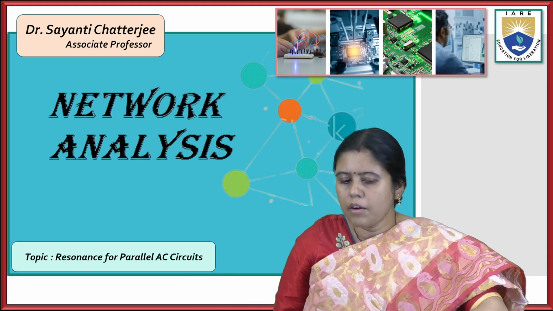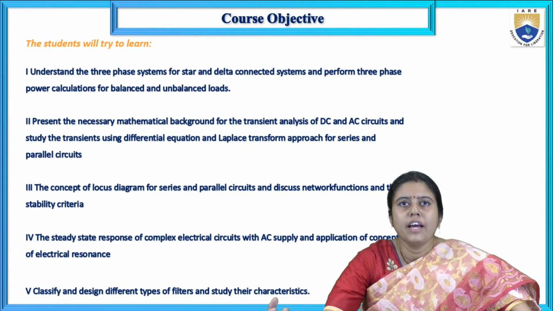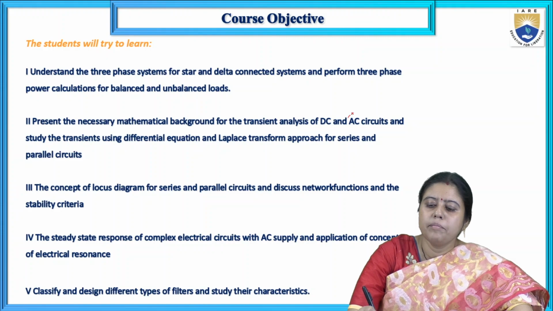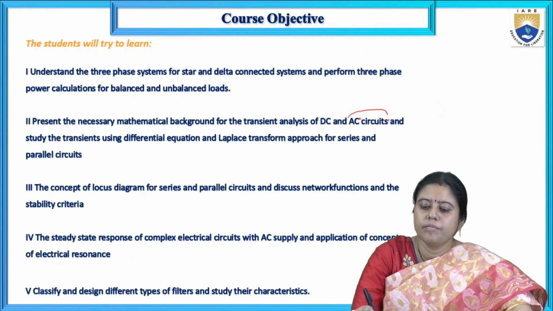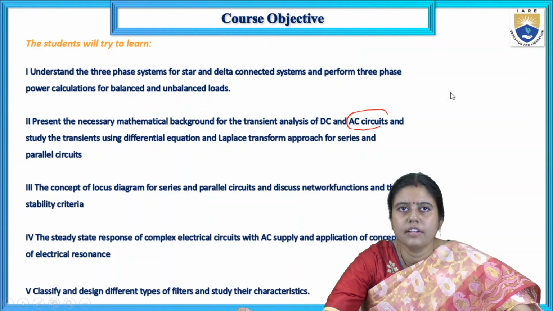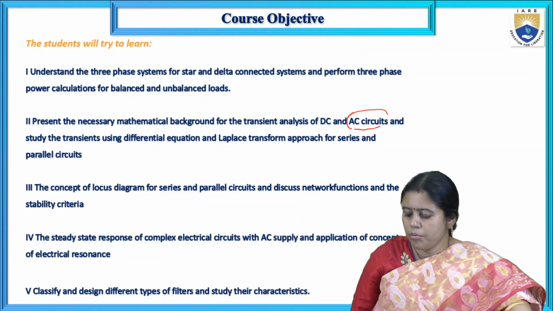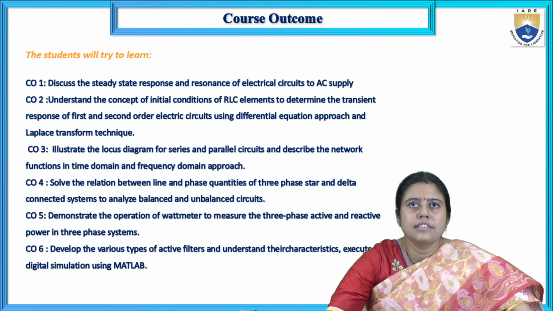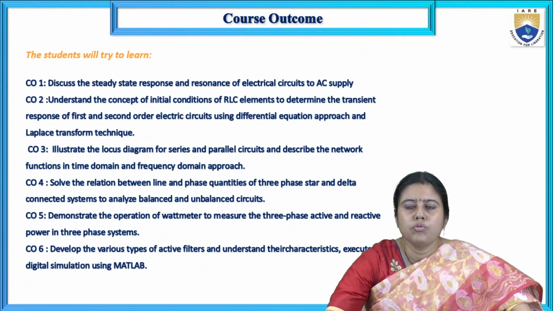So first, what is the course objective? There are different course objectives of this subject, and here we are going to specify the necessary mathematical background for the transient analysis of DC and AC circuits. We will give emphasis to AC circuits and the study of differential equations. And what is the course outcome? Discuss the steady state response and resonance for electrical circuits to AC supply.